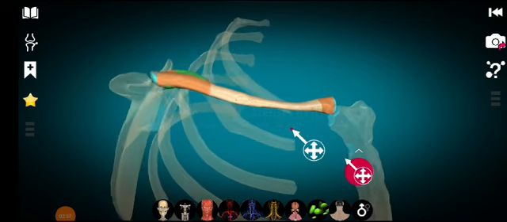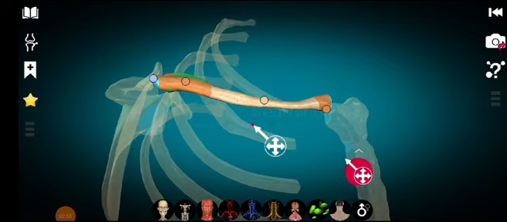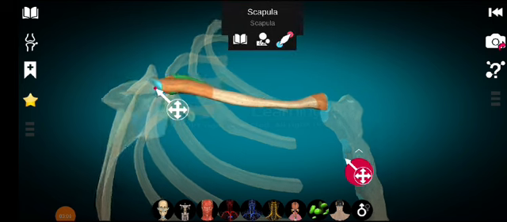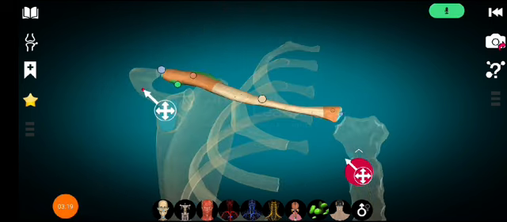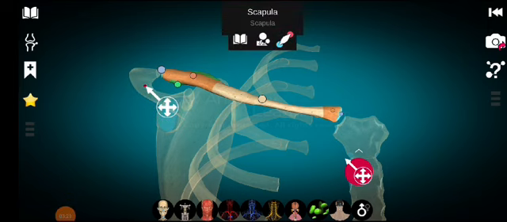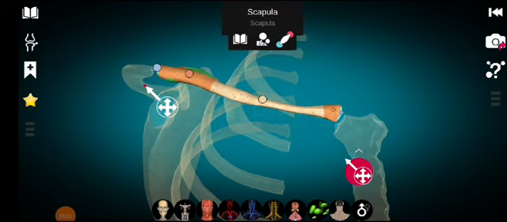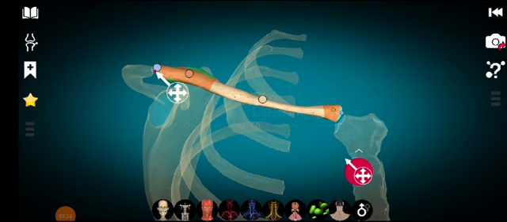Now the lateral end or the acromial end of the clavicle has also got a facet. You can see over here this facet is articulated with the acromial process of the scapula. In this case, the clavicle is articulated through a joint which is called the acromioclavicular joint.